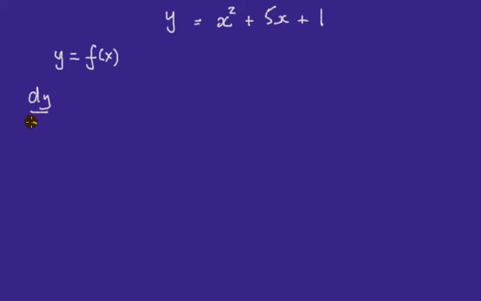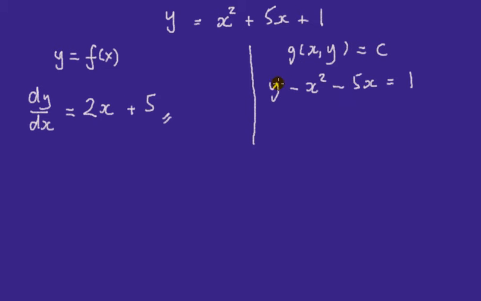So dy by dx is equal, using the standard rules, to 2x, bringing the 2 down and taking 1 off the power, plus 5. Now let's write this as an implicit function, since we have two variables x and y here. Okay, so this is now the function in implicit form.